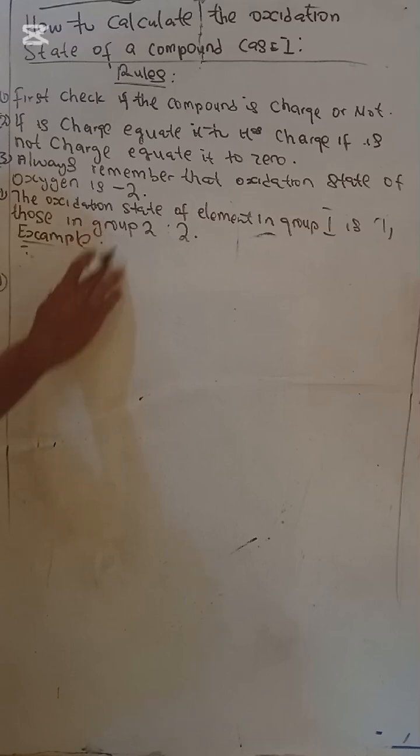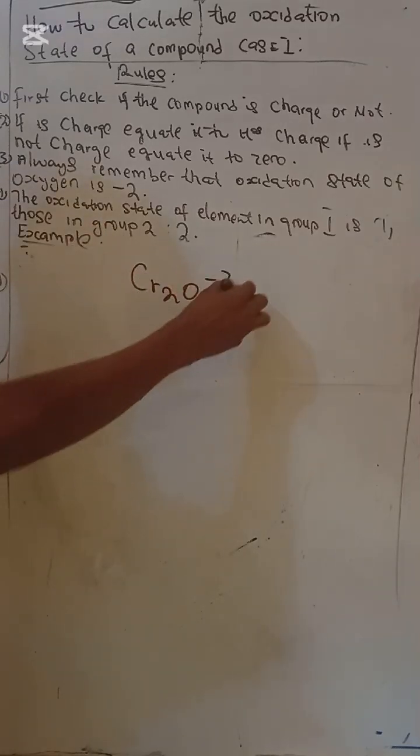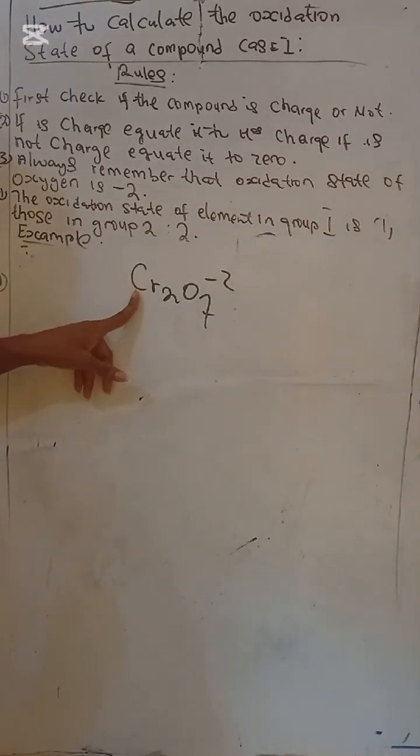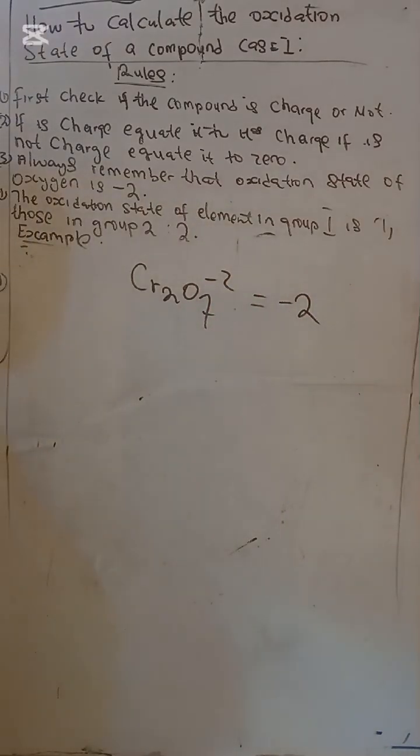Let's take it higher. Let's assume that we have something like this, Cr2O7 with a charge of -2. For example, in this case, you were asked to find the oxidation state of chromium, which is Cr. What will you do? You will first of all check whether the compound is charged or not. Looking at this, it is charged, and the charge is -2. I will equate it to -2. Now you are looking for the oxidation state of Cr.